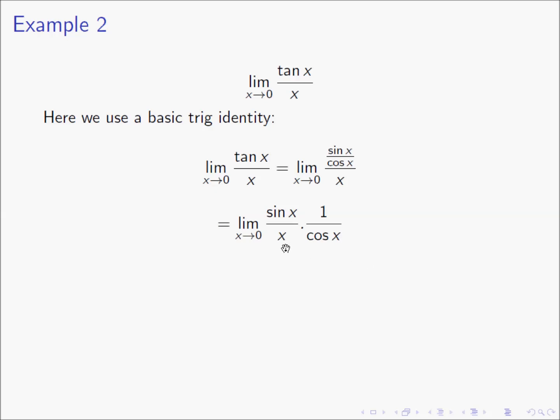And here we have a product of two functions, and the limit of the product is the product of the limits. And here we have the fundamental trig limit, so it approaches 1. And cosine of x approaches 1 when x approaches 0, so this also approaches 1. So this equals 1, and that's the answer.